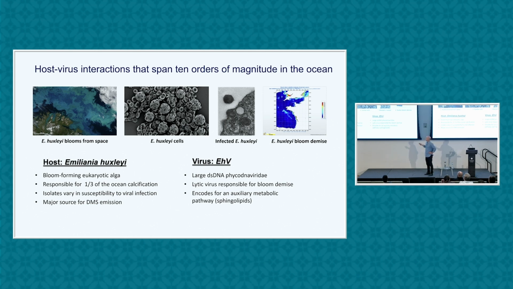They are major bloom-forming algae. You can see here they form massive blooms in the North Atlantic, stretching over thousands of square kilometers. This is off the coast of Norway. They're not only hugely important as photosynthetic microbes, but also they are decorated by this beautiful calcium carbonate shell, so very important to the carbon cycle.